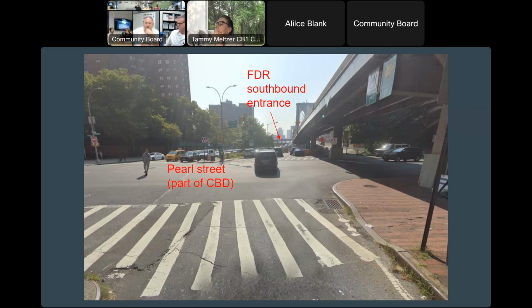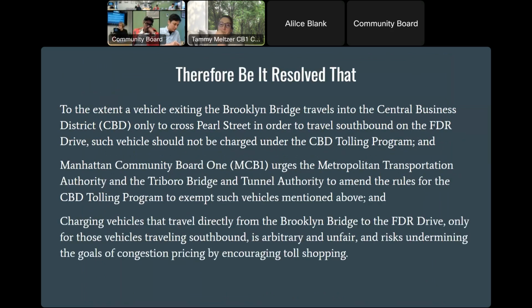Well, aren't they going to have to put up more detectors? How are they going to know that? Don't worry about that. Should we take a vote then? Do you want to say what your resolution, or the therefore be it resolved, is? Sure, and maybe take a vote.